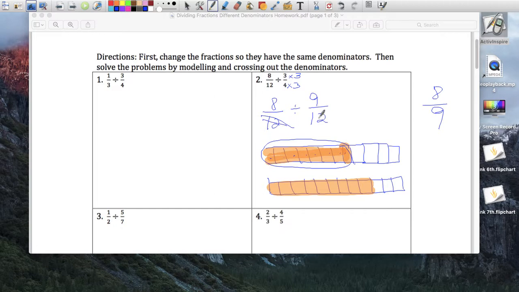Let's see with the crossing. All right, same denominator, so we can cross this out. Think of them as just 8 divided by 9. Let's write that as a fraction. 8 over 9. There's no simplifying or anything else that I can get. And you notice that the answer that I get using this method, or the answer that I get using modeling, is the same thing. Okay.